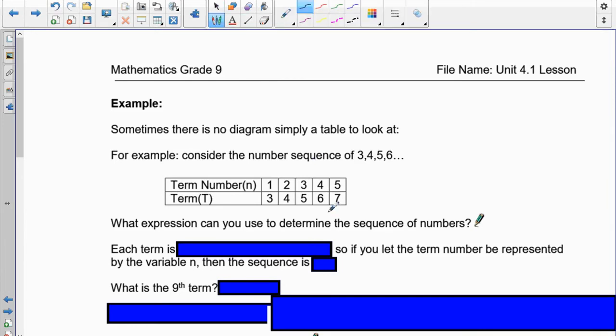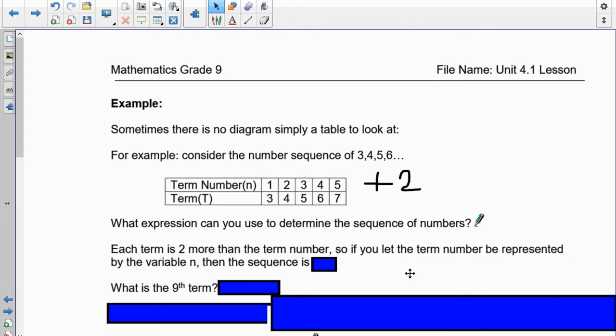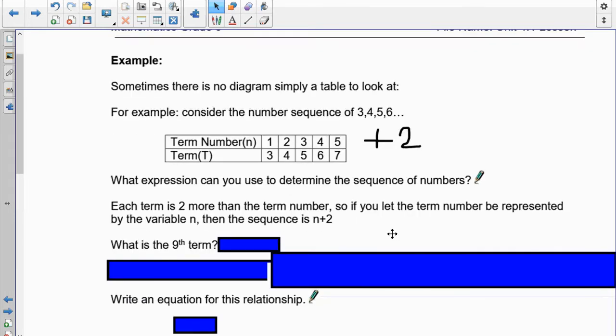It doesn't take much to determine that we're actually just increasing by 2 each time. If I want to make this into an expression, I'm going to have to use variables. I'm given the term number, n, and the term itself is t. It asks for an expression here, not an equation, so for the first part, I'm not going to have the t in it. I'm just going to be working with the n. So each term is 2 more than the term number. If you let the term number be represented by n, then the sequence as an expression is n + 2.